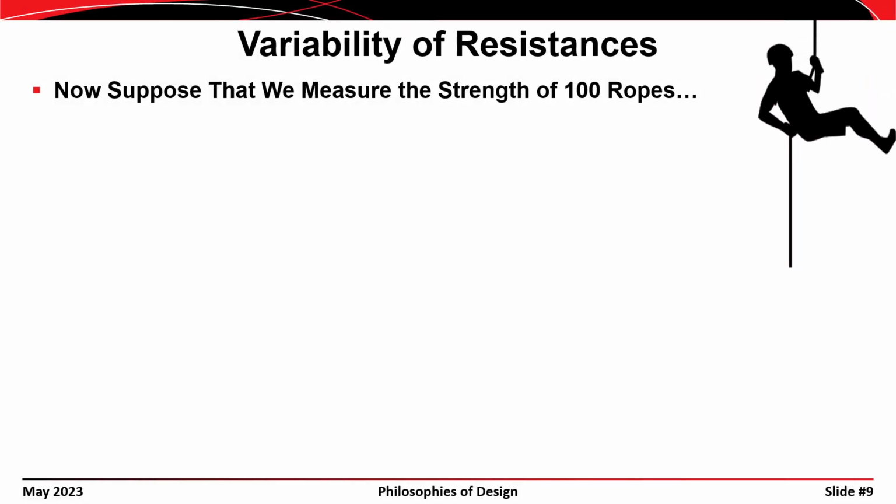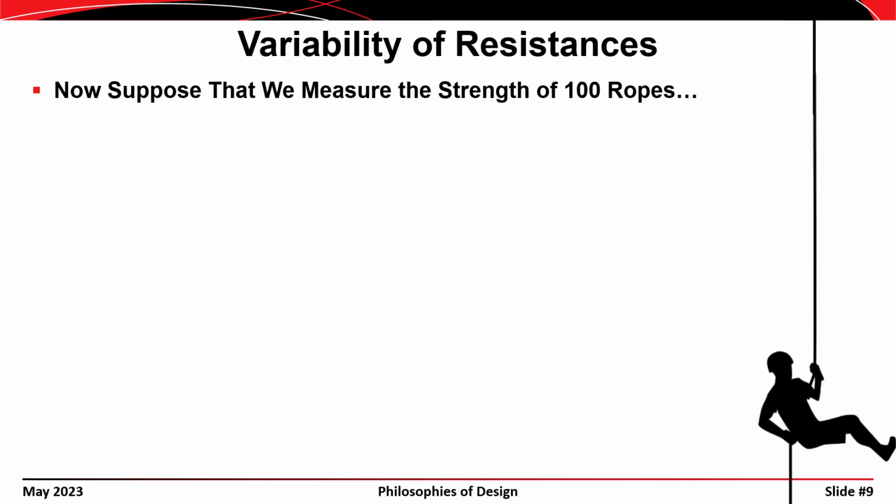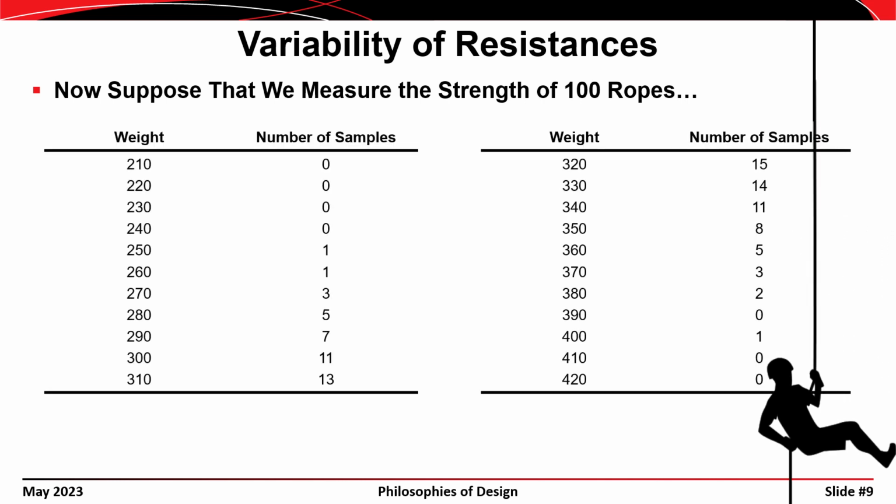Okay, next, suppose that we want to measure the strength of 100 ropes. Maybe this class is going rock climbing. So we take 100 different ropes into our laboratory, put them in a test machine, and we pull on them until they break. And again, we bin the data. So we have one rope that failed somewhere between 246 and 255 pounds. And at the other end of the spectrum, we have one rope that failed between 395 and 405 pounds. On average, we have a strength of 320 pounds for our ropes, and the standard deviation of the strength is 28 pounds.